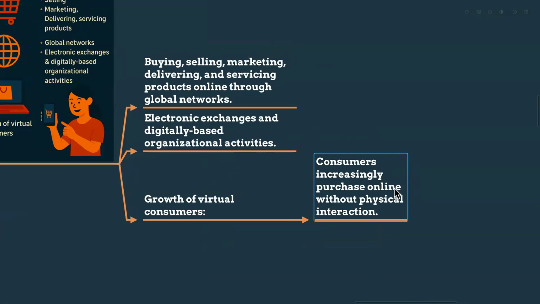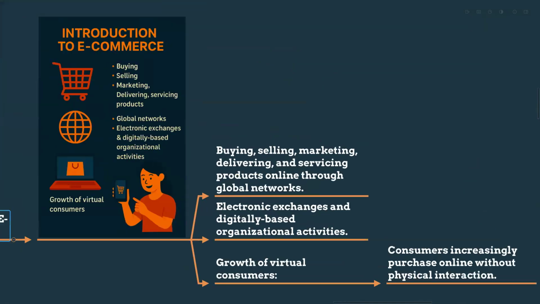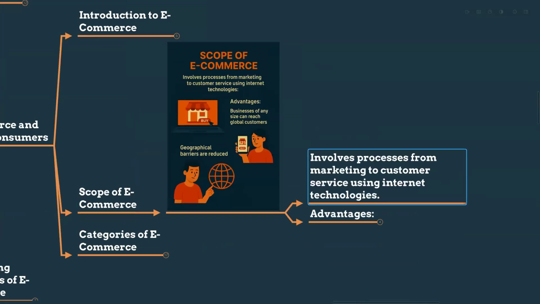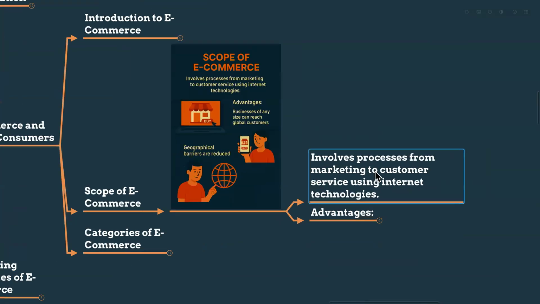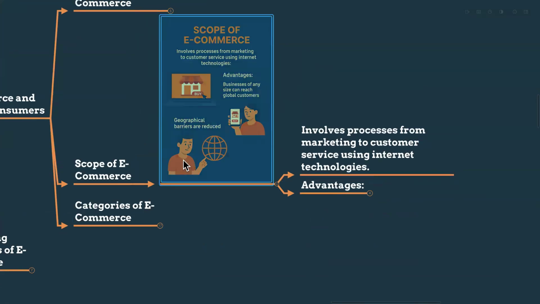There's a growth of virtual consumers now. People are buying goods and services. Those consumers are increasing because of online purchases without any physical interaction. That is e-commerce. And the scope of e-commerce involves processes from marketing to customer service using internet technology. We can use so many system ideas, right? That's why it's increasing. Everything is covered by e-commerce.